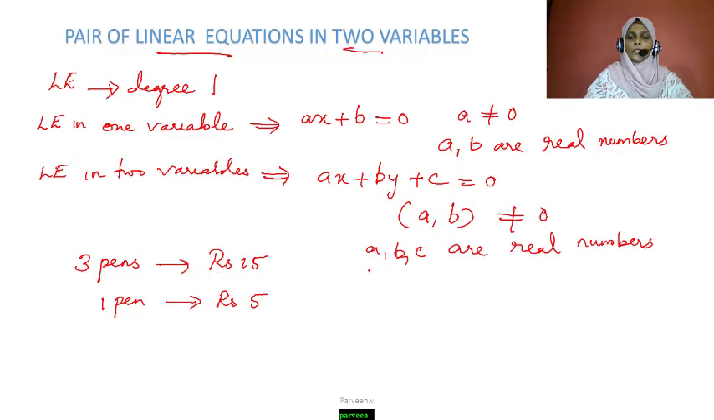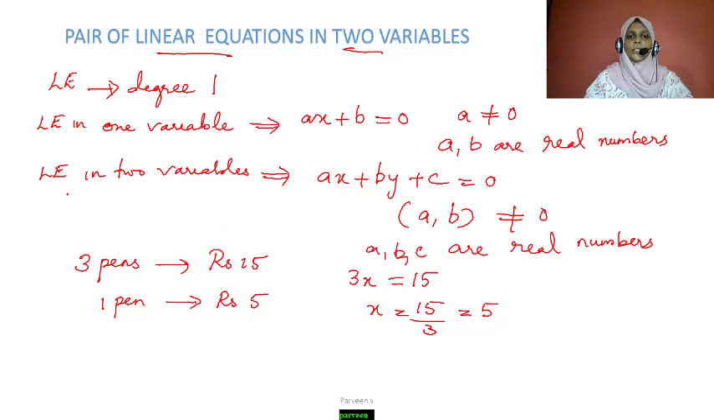It's nothing but algebra. If you take the cost of one pen as x, for 3 pens the cost would be 3x. So 3x would be equal to 15. x would be 15 by 3. The value of x is hence 5, so the cost of one pen is 5. Now 3x equal to 15 is a linear equation in one variable and the solution I got here is 5. So a linear equation in one variable always has only one solution. It's very important to remember that.